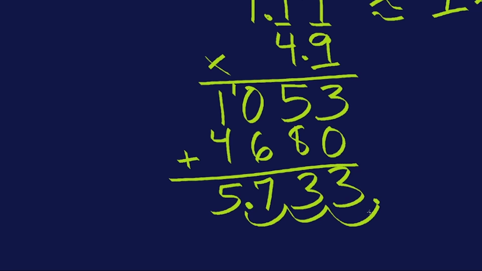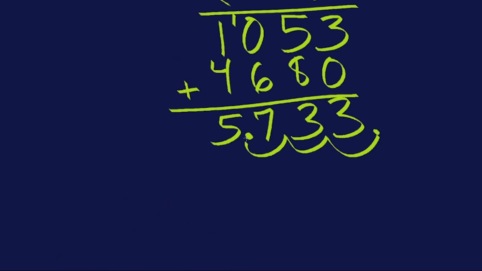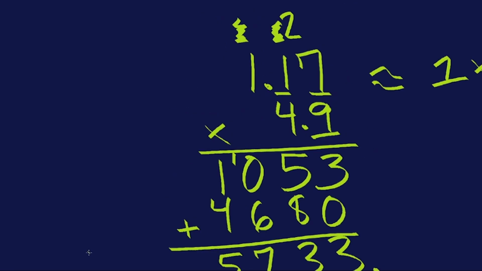Let's compare to our estimating. Our estimating said about 5. And this answer, 5.733, is about 5. We did it. Great job. Let's see another one.